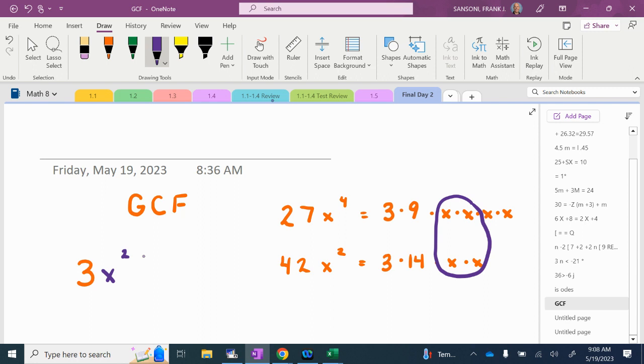Okay, so I look at the numbers. I figure out the GCF for the numerical part. And then I look at the variables and I figure out the GCF with the variables. And then I just combine them and that's my GCF for the whole thing.